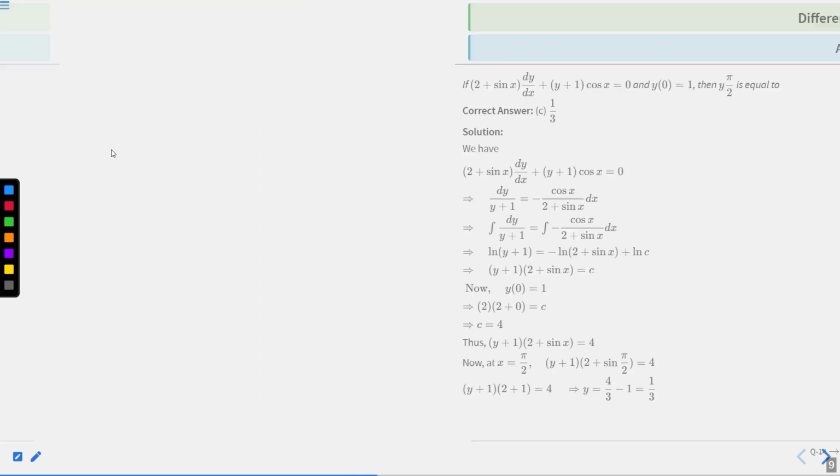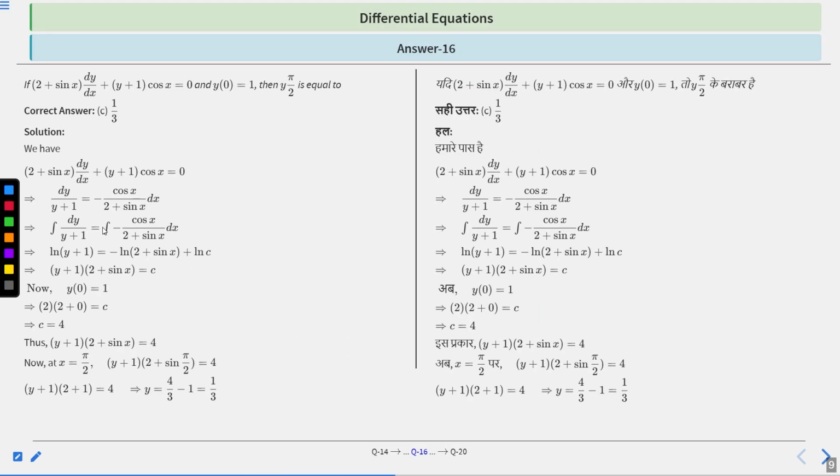Okay, let's move to the solution, part C. The equation is given as (2 + sin x) dy/dx + (y + 1) cos x = 0. Therefore, by separating the variables on both sides, so that y terms are set up with y and x terms with x, we will get dy/(y + 1) = -cos x/(2 + sin x) dx.